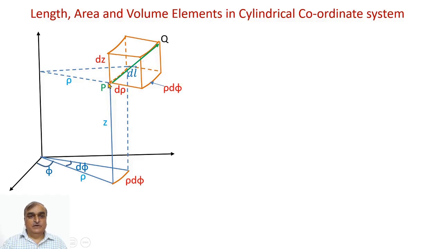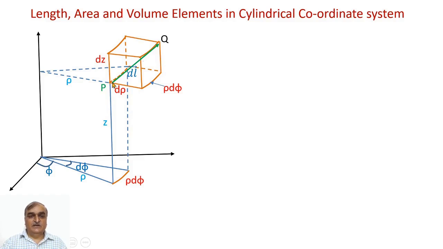Then if we move this point P along the rho curve, as we already studied, the displacement is 0. If we move the point along the phi curve, this red dotted line, by angle d phi, then this length is rho, this angle is d phi, therefore this arc length is rho d phi. And if we move this point along the z curve, in the increasing direction of z, then this displacement is dz.